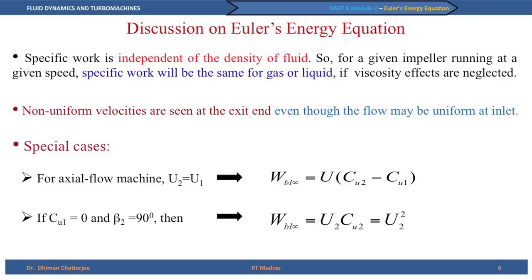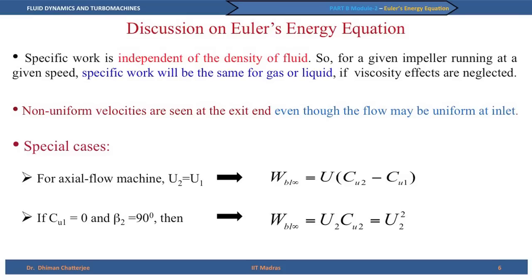So, let us again recollect the implication of C_U1 equal to 0. C_U1 equal to 0 means the inlet whirl component is 0 in case of a pump, and the exit whirl component is equal to 0 in case of a turbine. This is not necessary, but if we make this assumption, it is going to give us a little more insight. The same is with β2 equal to 90 degrees. We are taking a special case, and in reality β2 need not be 90 degrees. But if we do that, then we find that W_BL,∞ is U2 squared.